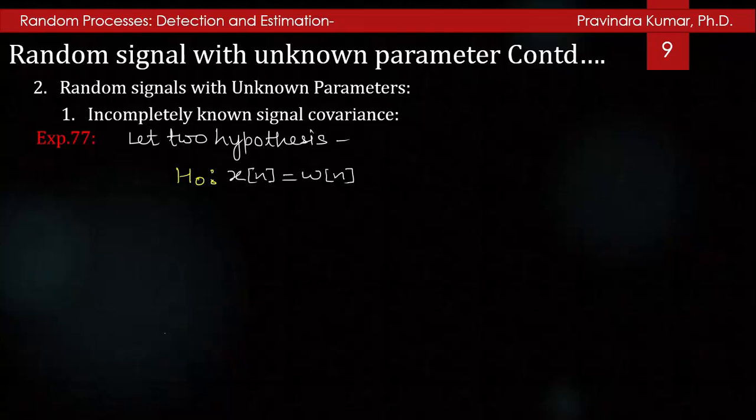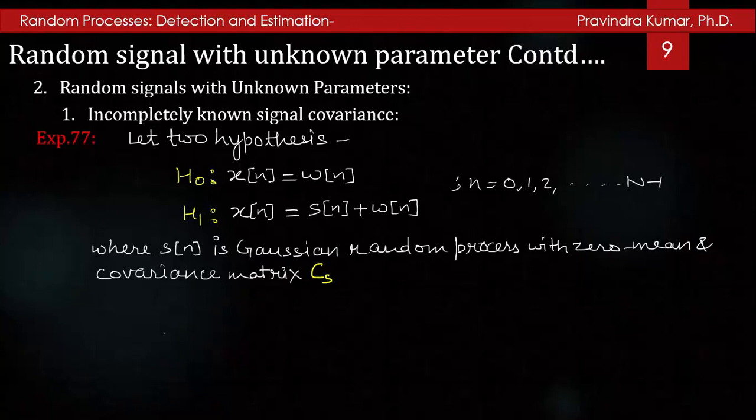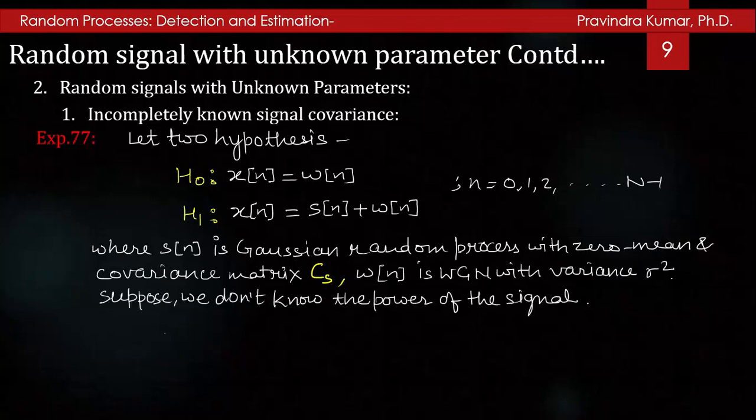Hypothesis H0 corresponds to Xn is equal to omega n, meaning under hypothesis H0 there is only noise, and under hypothesis H1 the observed samples are Xn equal to Sn plus omega n, where small n is from 0 to N minus 1, and Sn is a Gaussian random process with zero mean and covariance matrix Cs, and omega n is white Gaussian noise with variance sigma square. The signal covariance matrix depends on some parameters which are unknown. For example, we might not know the power of the signal.